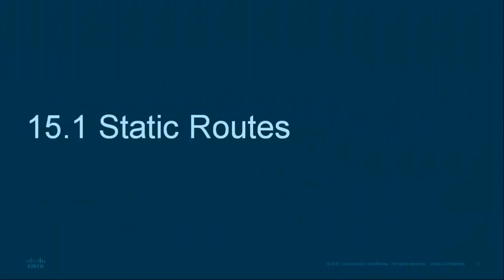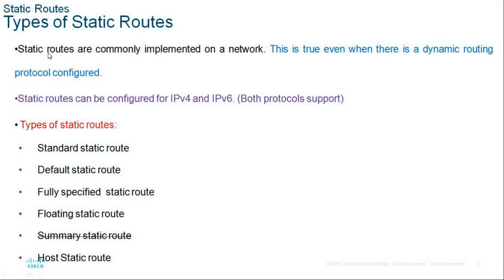The first one is 15.1, the static routes. Here you are going to learn what the different types of static routes are, what the syntax is, and how to configure the static routes. First one is types of static routes. Where can we use static routes? Only in small networks or in enterprise networks? The answer is you can use them anywhere, wherever it is required based upon the context.